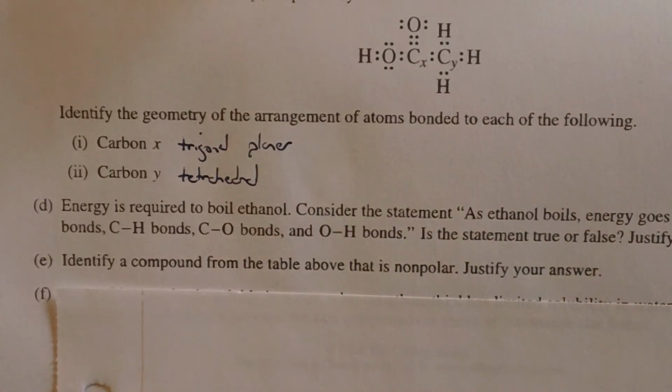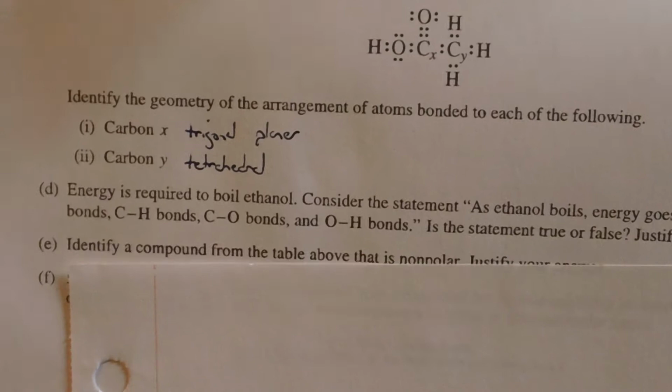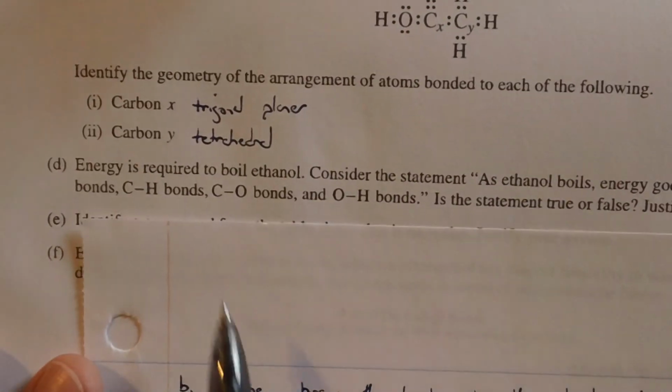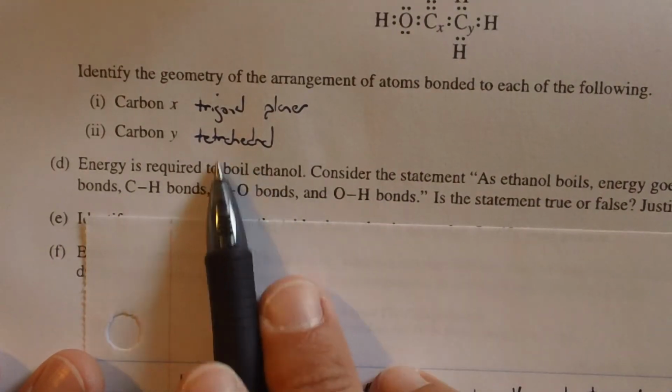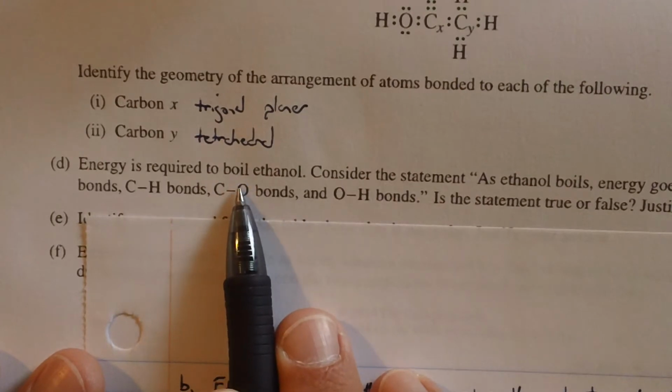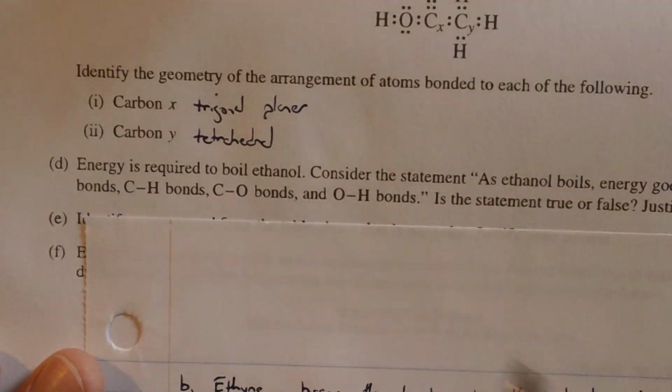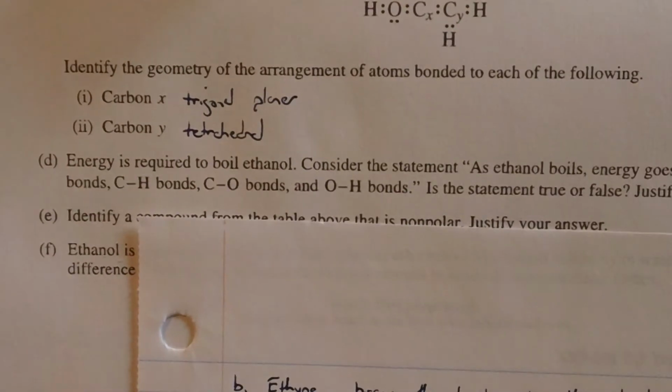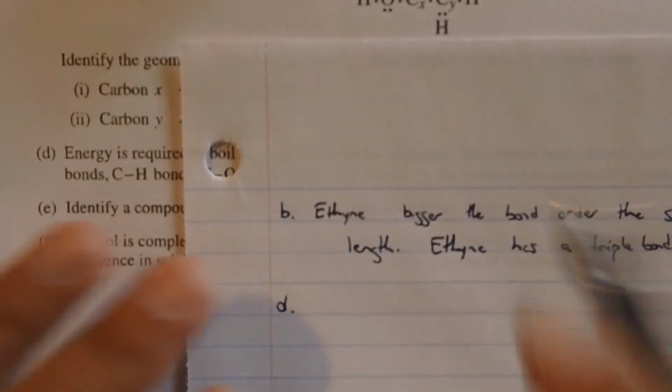Then it says energy is required to boil ethanol. Consider the statement as ethanol boils, energy goes into breaking carbon-to-carbon, carbon-to-hydrogen, carbon-to-oxygen, oxygen-hydrogen bonds. Is that statement true or false? This is a little bit of a trick question. If we're dealing with boiling point, we are dealing with intermolecular forces, not with bond energies. So if you boil ethanol, what do you have? You still have ethanol. So there's no old bonds that were broken or new bonds that are formed. So the statement is false.